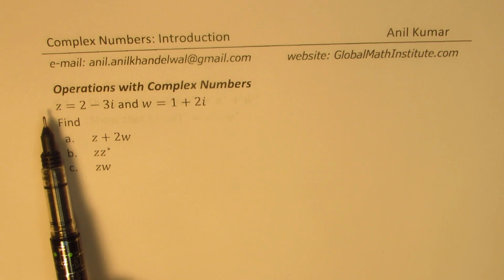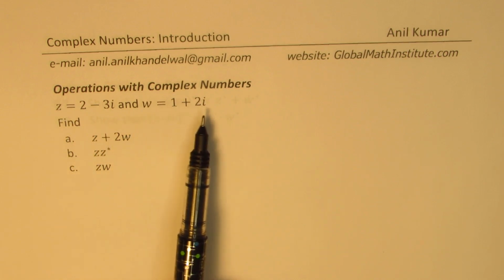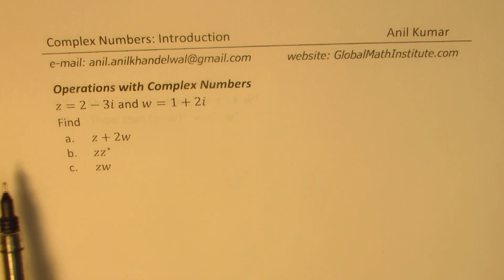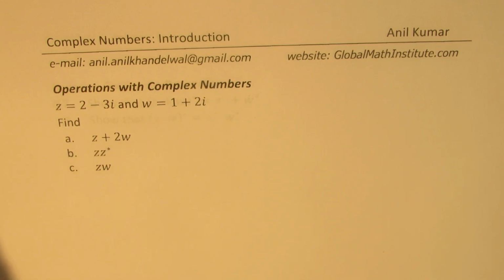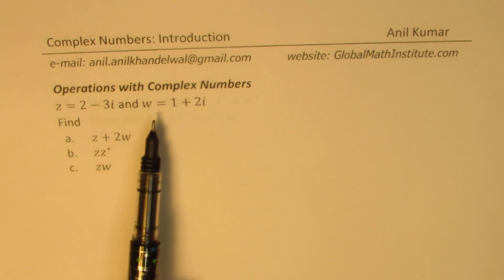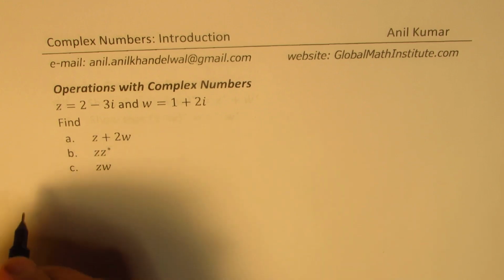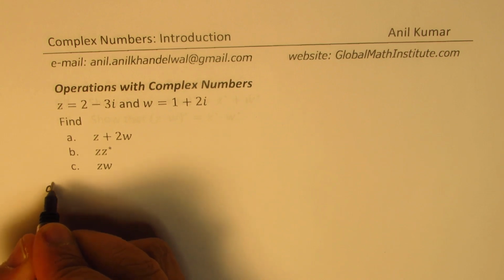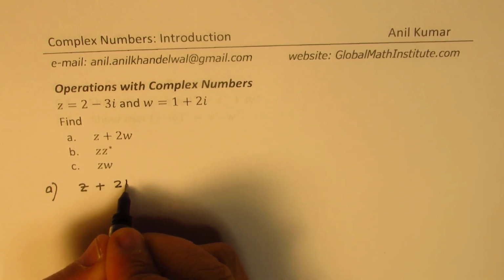Now to explore further, here are a few examples. If a complex number z is equal to 2 minus 3i and w is equal to 1 plus 2i, you need to find the value of z plus 2w, z times the conjugate of the complex number, and the product of these two complex numbers. You can always pause the video and answer this question. Now let's look into part A, which is what is z plus 2w equal to.